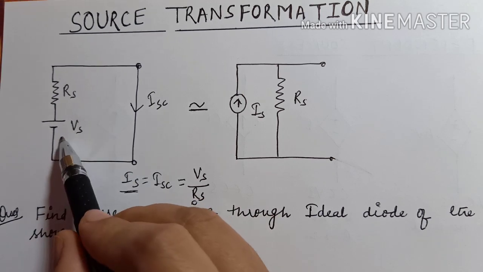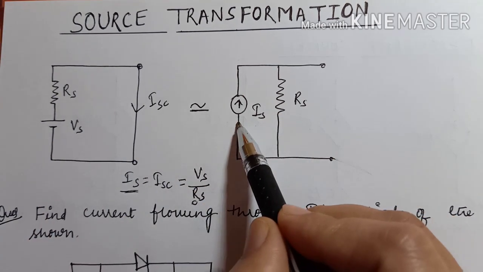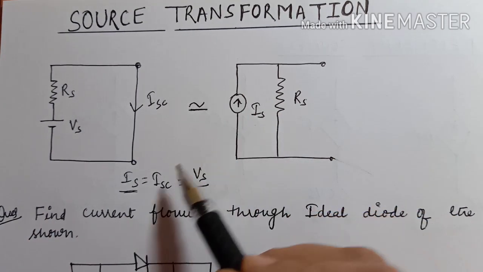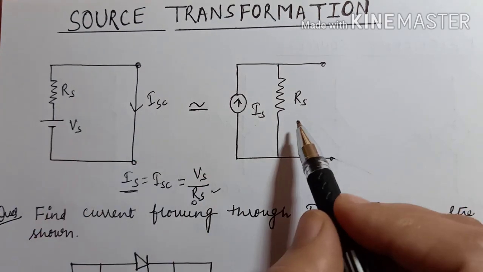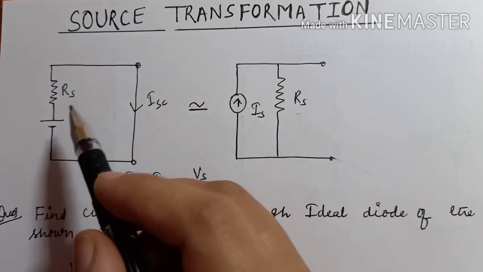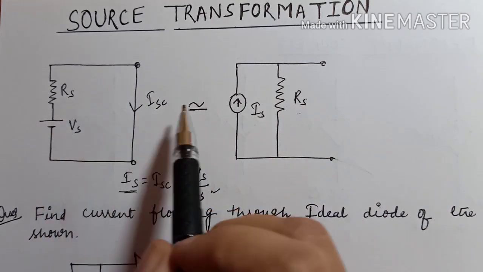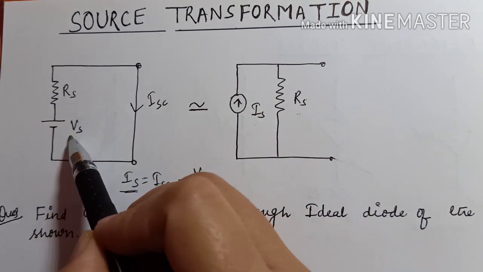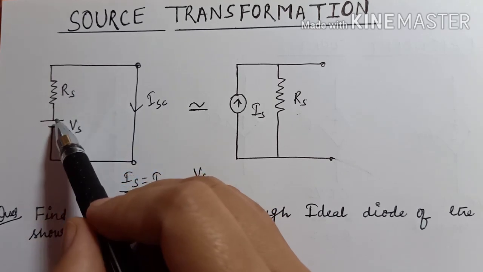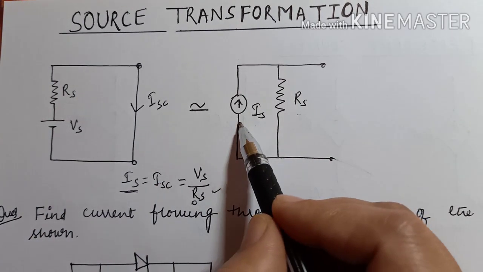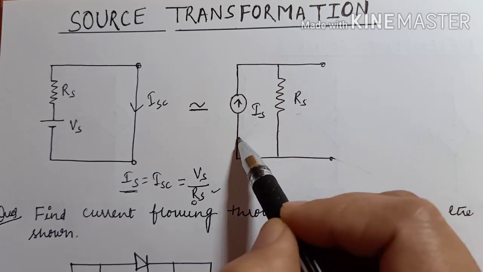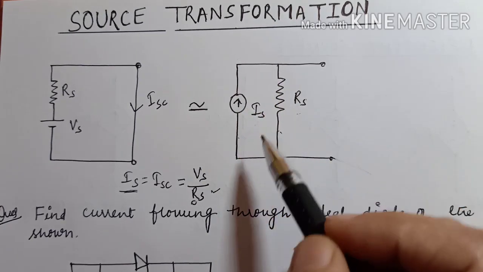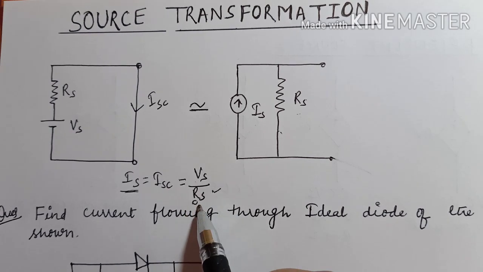So when you are converting this voltage source into a current source, the magnitude of the current source will be this one, and this resistance Rs will be equal to Rs only. While in the voltage source, Vs and Rs are connected in series, while converting into a current source, the current source and the internal resistance will be connected in parallel. The value of the current source will be Vs by Rs.